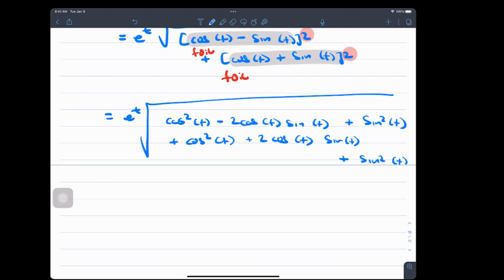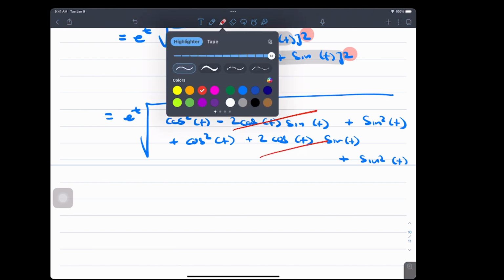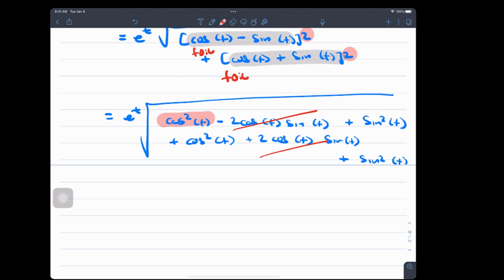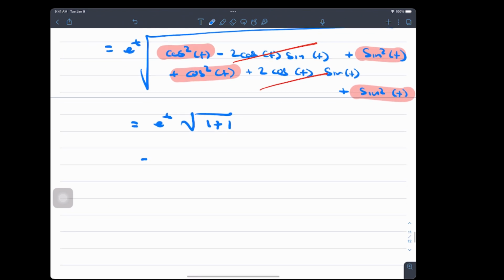Now, what do you guys notice about the middle terms here? Don't they cancel? These two middle terms? And then you say, what is cosine squared plus sine squared? Isn't that 1? And then what's this other cosine squared plus sine squared? Isn't that 1? So, ladies and gentlemen, what you have is 1 plus 1 under the radical, which is 2. Or we say this is the square root of 2 times e to the t.